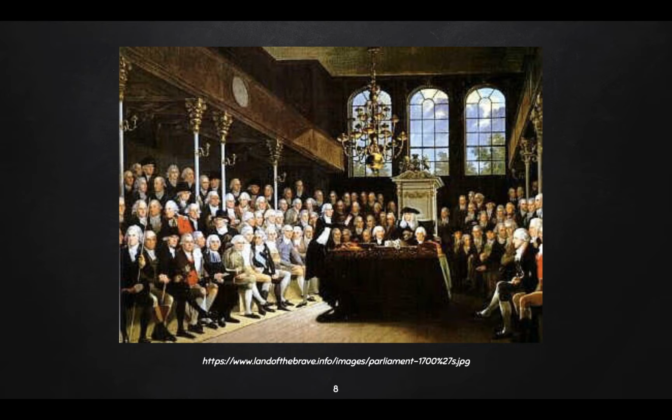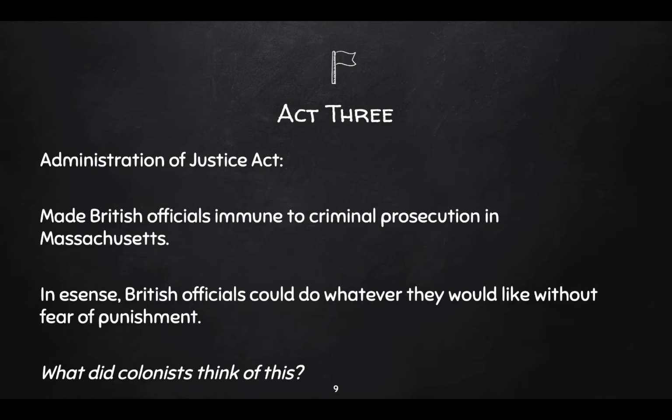This is an image of a town hall meeting that would have been banned in Massachusetts. Act 3 was the Administration of Justice Act. It made British officials immune to criminal prosecution in Massachusetts and allowed them to stand trial among their peers and those sympathetic to their cause in England. It kept colonists from enacting justice on officials who had wronged them and kept the officials from being punished.